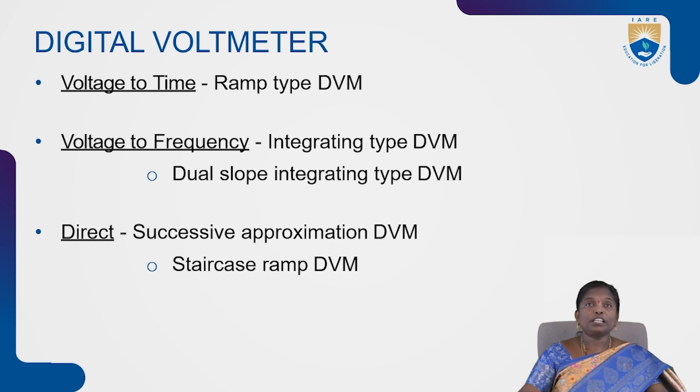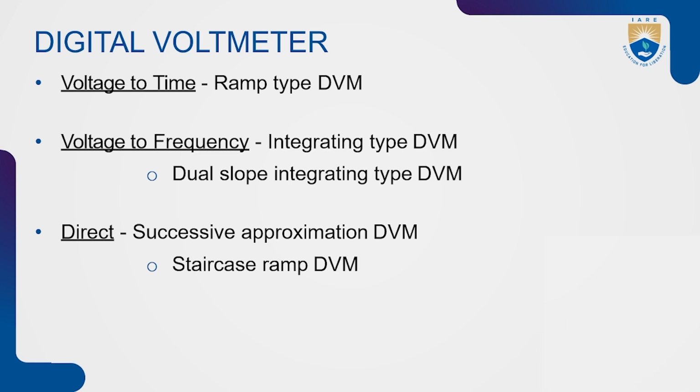Finally, we have five types of digital voltmeters. These five types are classified in three ways: voltage to time conversion type, voltage to frequency, and direct measurement of voltage.